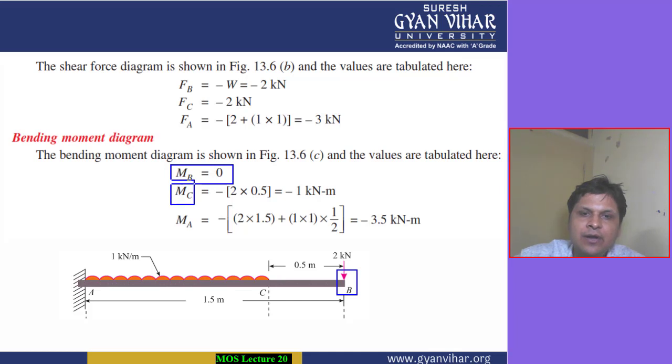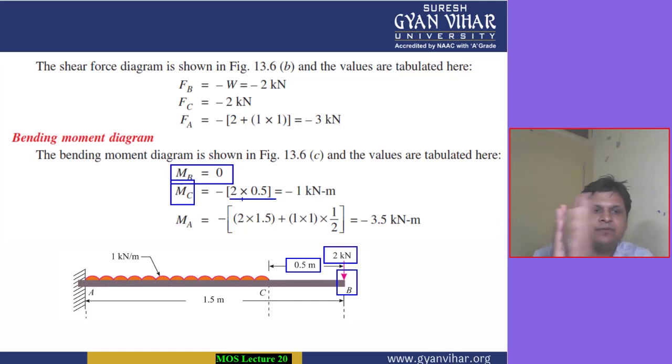Now for C, how will you calculate the bending moment? The load which is acting is 2 kilonewton, and from C the distance of this load is 0.5. So 2 into 0.5 will give you the value of bending moment at C, and since it is going in the clockwise direction and we are considering the right portion, it will be taken as negative. So negative we have taken, students, and it is equal to minus 1 kilonewton meter.